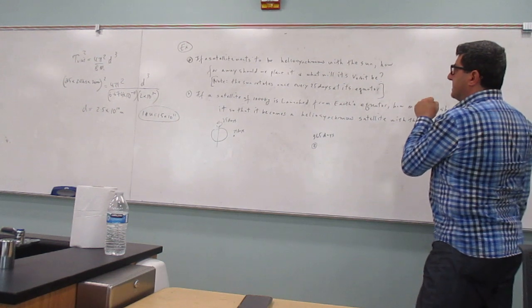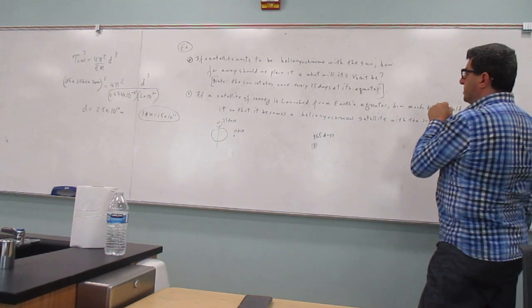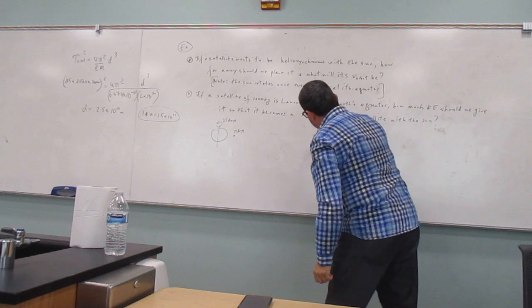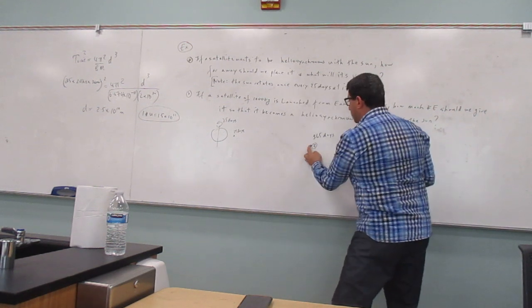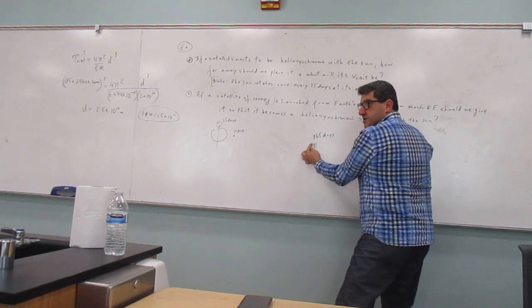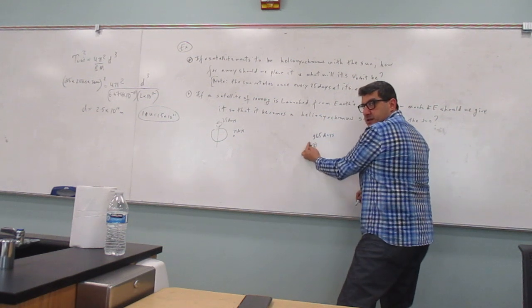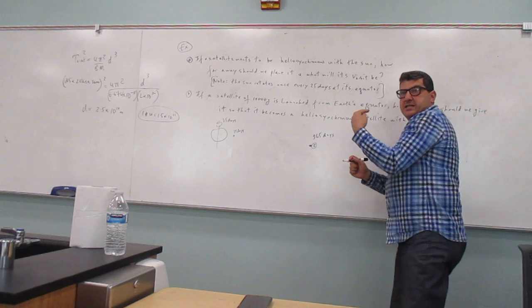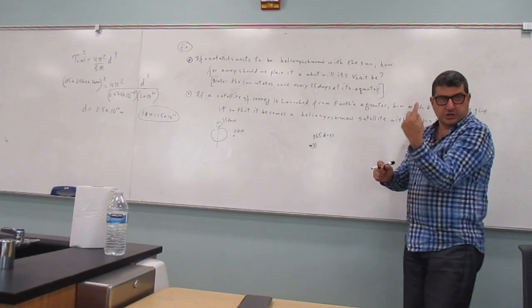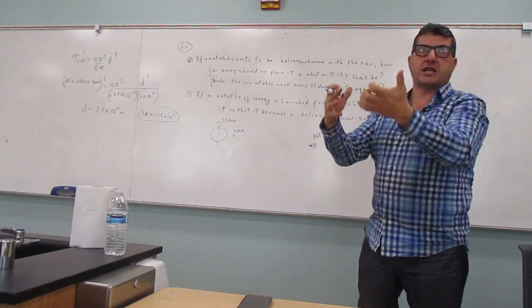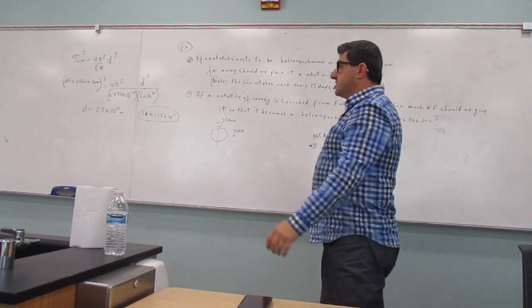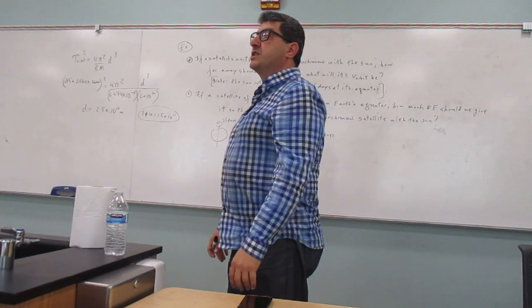So now if a satellite of 1,000 kilograms is launched from Earth's equator, imagine this is the Earth's equator. Well, the equator is already rotating with a certain kinetic energy, right? And on top of that kinetic energy that it has due to rotation, now we have to launch that satellite with a certain extra kinetic energy, right? So this is a matter of energy conservation.